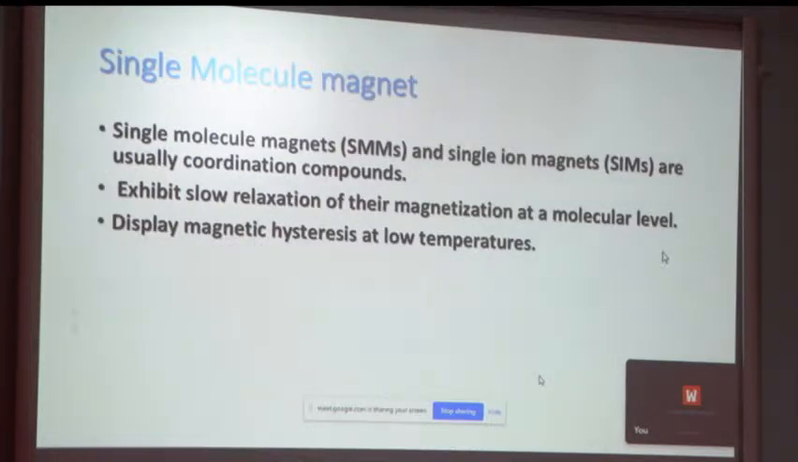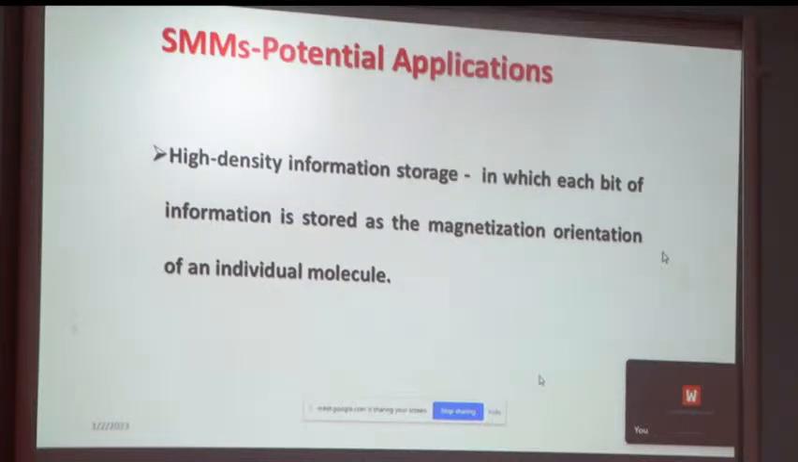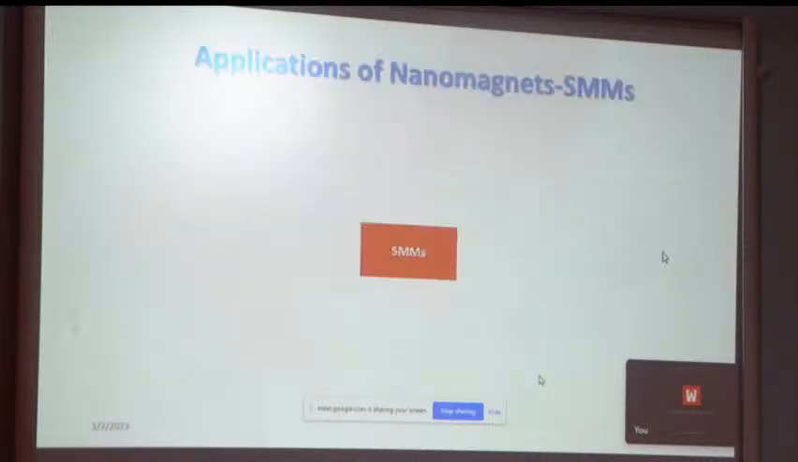The single molecule magnets are nanomagnets. They show all the properties of magnets, like slow relaxation of magnetization at the molecular level. And for a magnet, hysteresis is also a needed requirement. And we are looking for materials having all these properties. And the potential applications of SMMs, like all magnetic materials, are in high density information storage. And these are some applications of SMMs.